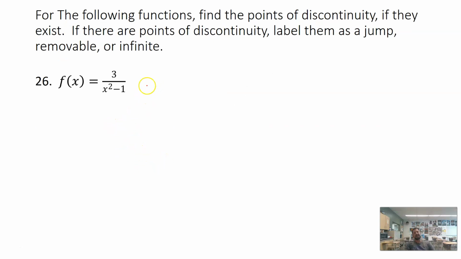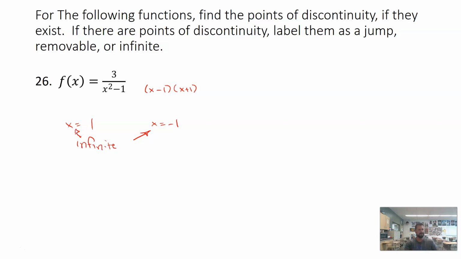On 26, what we do to find out again where a function is continuous is we set the bottom equal to 0. So at x equals positive 1 and x equals negative 1, we know that this function is not continuous. Now, from there, we need to say whether or not that's a jump, a removable, or an infinite discontinuity. If those factored forms do not cross out with anything that's on top of the fraction, then we say automatically that those are both infinite discontinuities. Both of them are, because they don't cross out, and so that's where an asymptote will occur instead of a hole in the graph.